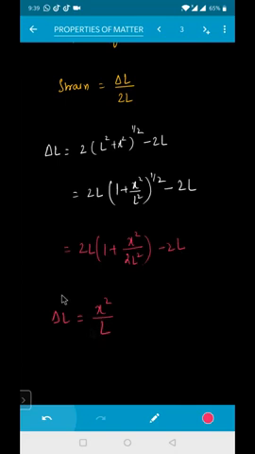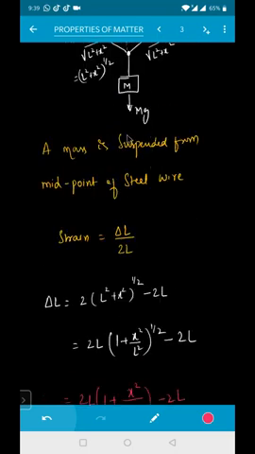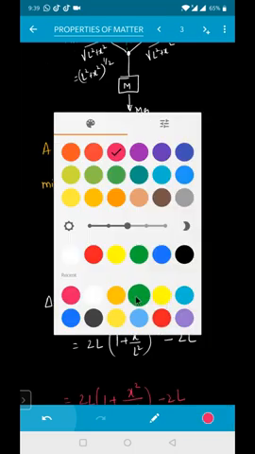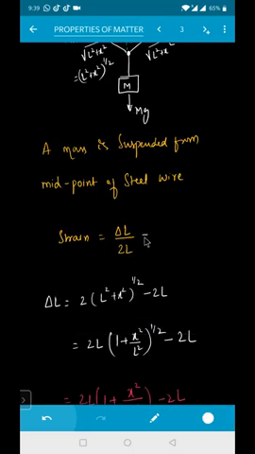So this is the extension in the wire. If the wire is making a very, very small angle, then delta L will be equal to X square by L. That means I can write the strain value, delta L over 2L, as X square divided by 2 into L square.